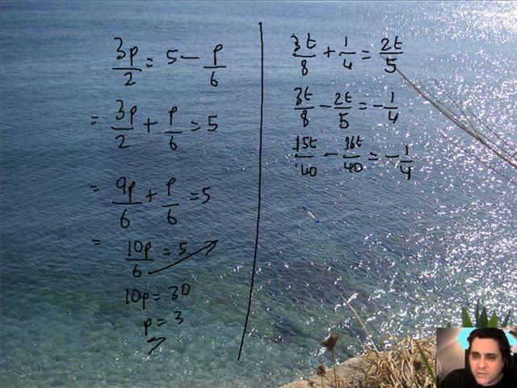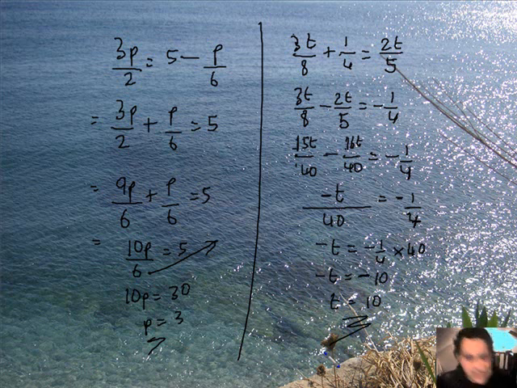Right, we've got so far. It's all out of 40 now, so here I go, out of 40. 15t take away 16t is minus 1t equals minus 1 quarter. Getting really hard. Take the 40 over and multiply, so minus t equals minus a quarter times 40. Getting easy now. What is a quarter times 40? Well, a quarter of 40 is 10, so the answer is minus 10. So if minus t is minus 10, t is going to be positive 10, and that is it.